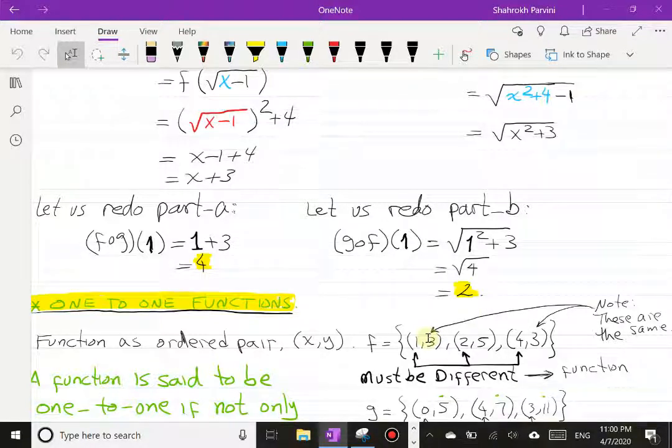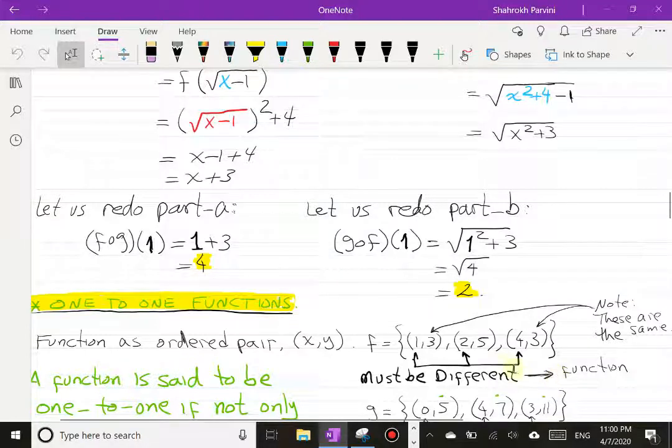Now, a function is a relation, meaning a set with ordered pairs in it. It's a relation in which the first numbers are different. So these must be different in order to have a function. In my example, 1, 2, 4, those are different numbers, therefore this is a function.